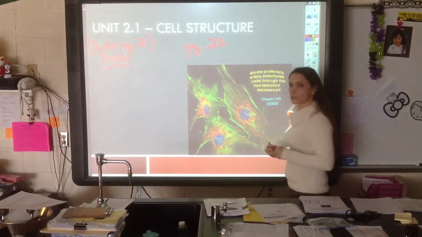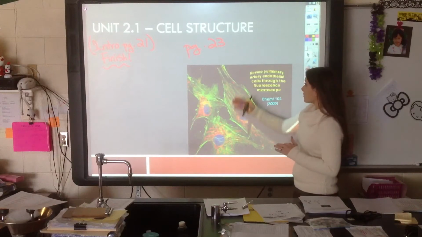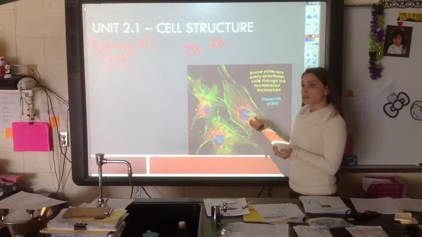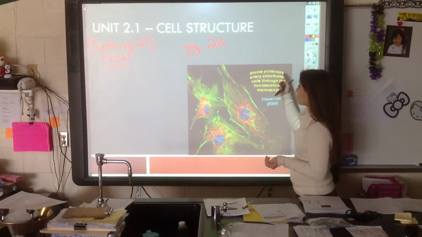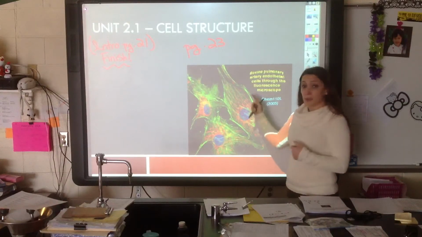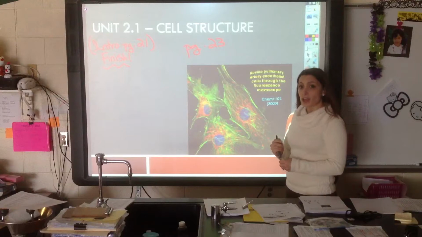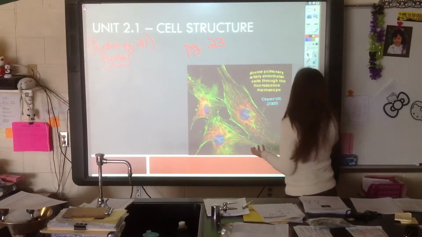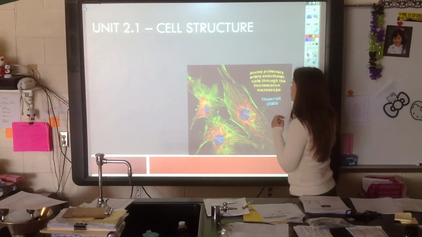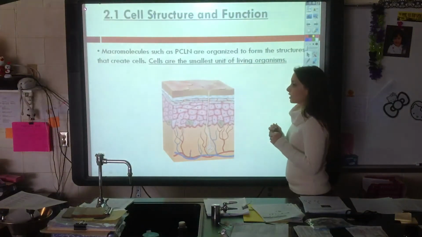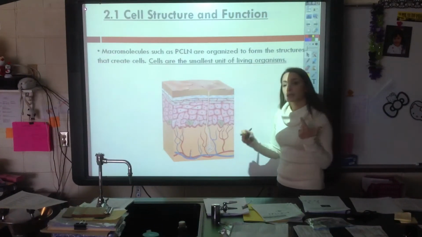Now we're going to move on to page 23 to talk about things like, in this picture, a cell. This is a pulmonary artery cell from a cow that they've used fluorescent microscopes to look at. We're going to look at cells in this class under microscopes. But it's important to remember what makes up a cell.